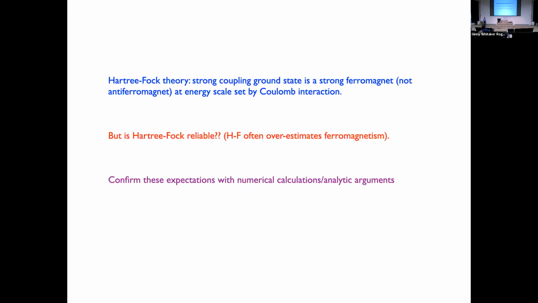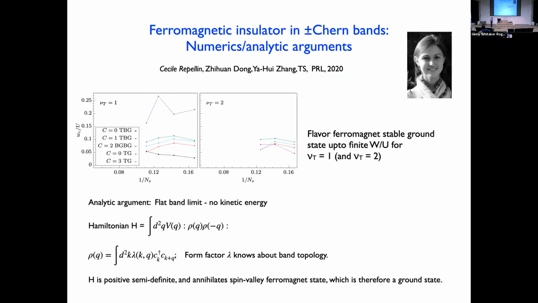So we can try to confirm this expectation with some numerical calculations and some analytic arguments. We did some exact diagonalization on small system sizes for, again, a variety of these plus minus C Chern bands with parameters chosen to match these diverse systems. And in the exact diagonalization, we always saw that in the strong coupling limit, the ground state was indeed a spin and valley polarized ferromagnet. So that gives us some confidence that Hartree-Fock is getting things right in the strong coupling limit.